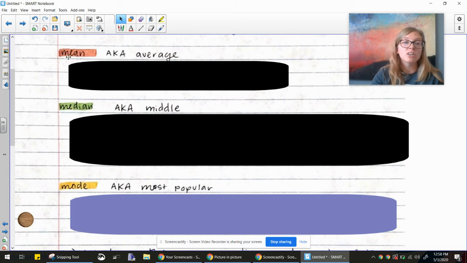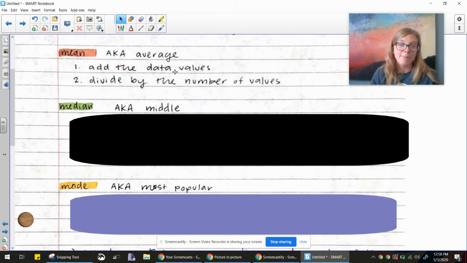Mean is also known as the average. And we calculate mean by adding up all the data values and dividing by the number of values. We'll see an example of this in a second.